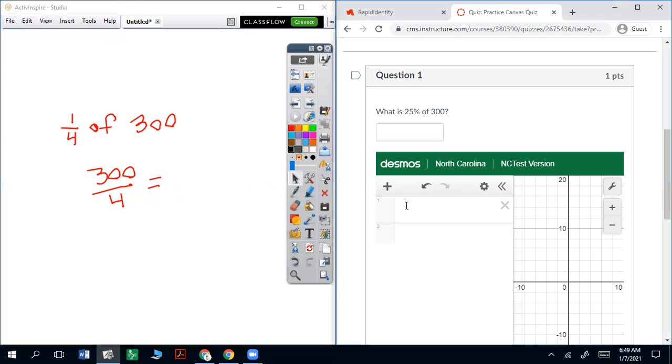I embedded the calculator in here so you can have some practice with it. So 300 divided by 4, just press 300 and then hit the slash button where the question mark is, and then do the 4. And then you got it.